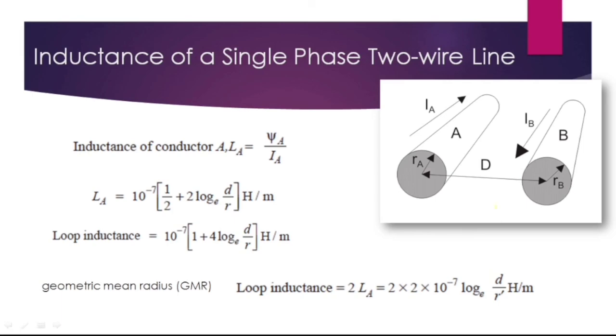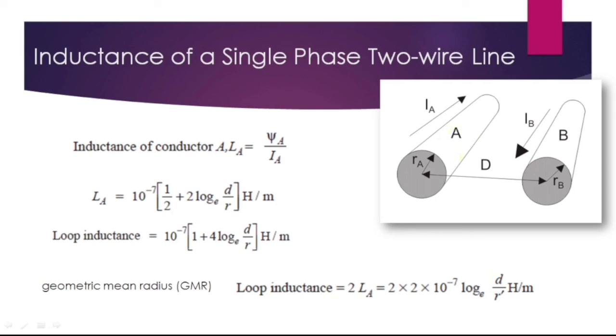I am concluding the topic here. I am considering here the single phase 2 wire line, conductor A and conductor B. The current passing through the conductor A and the current passing through the conductor B form the loop. That's why IA value and IB value are in opposite direction. This B1 is the return path. That's why IA is in opposite direction to IB. This is positive and this one is the negative. And we are calculating the inductance of the conductor A.